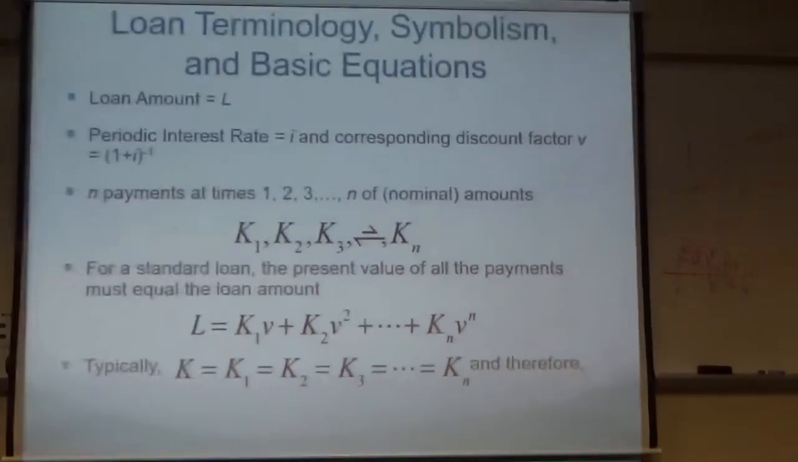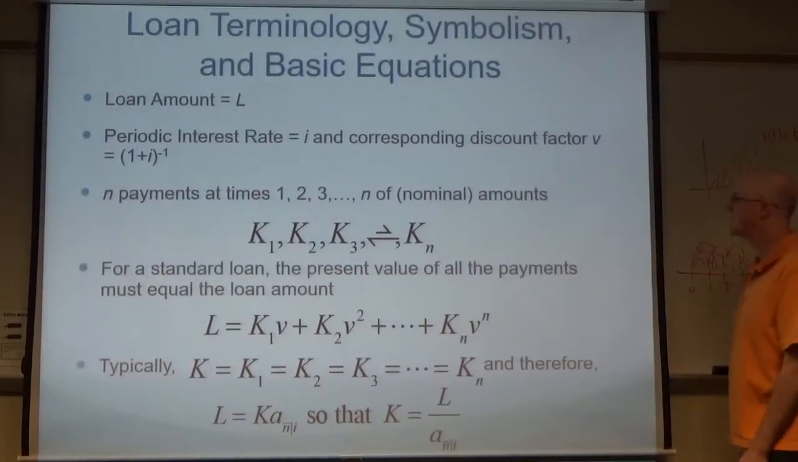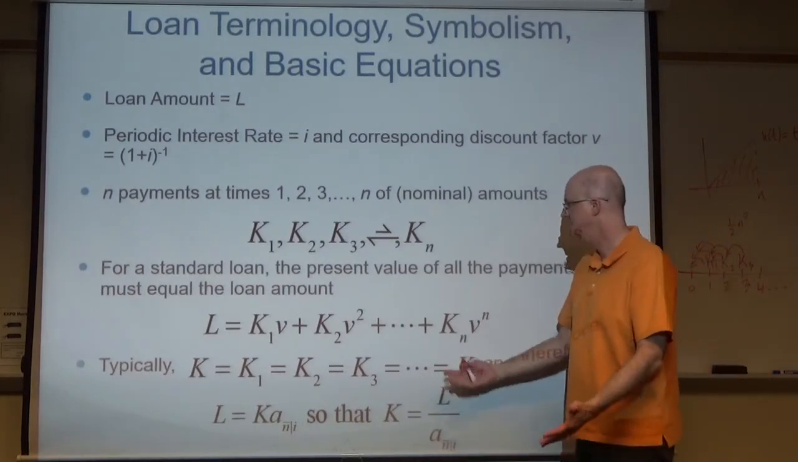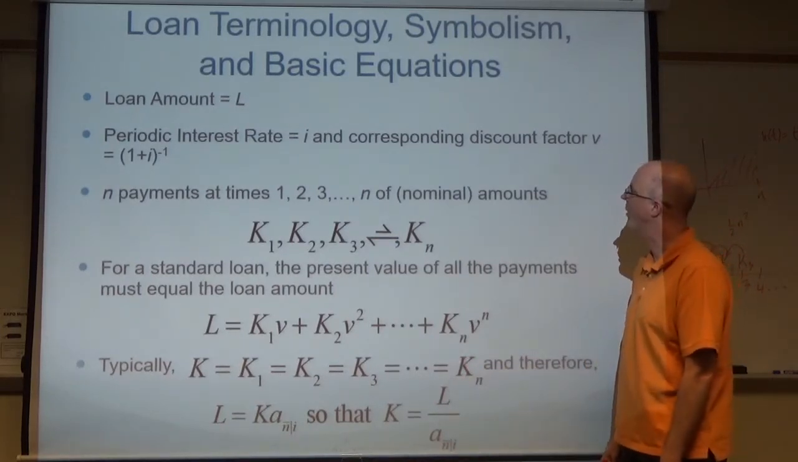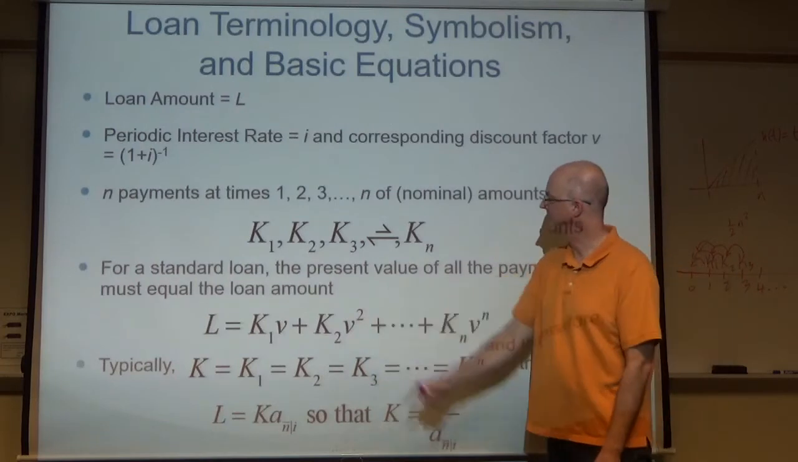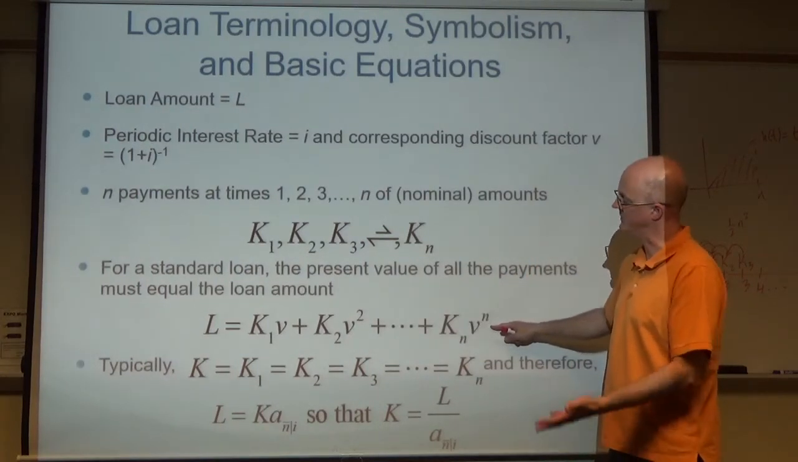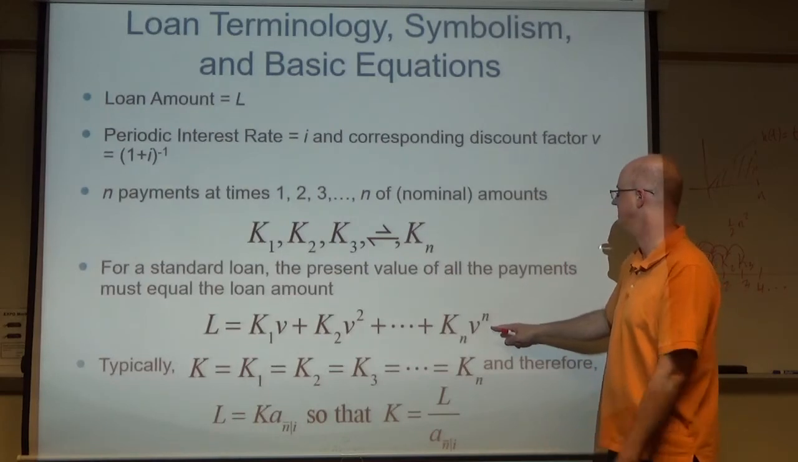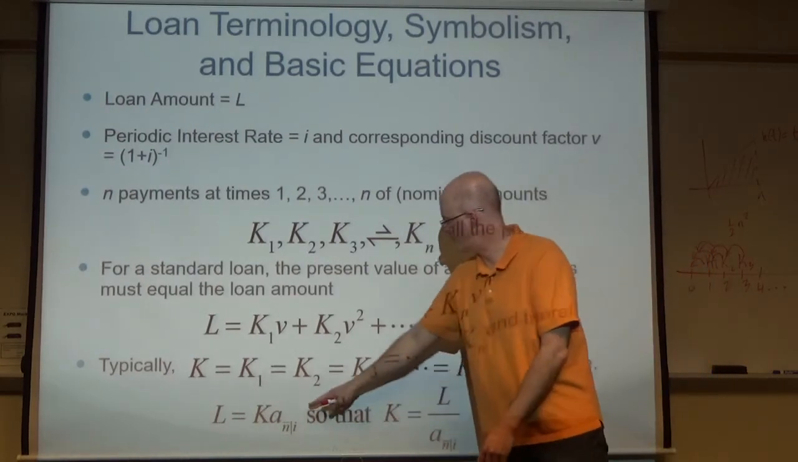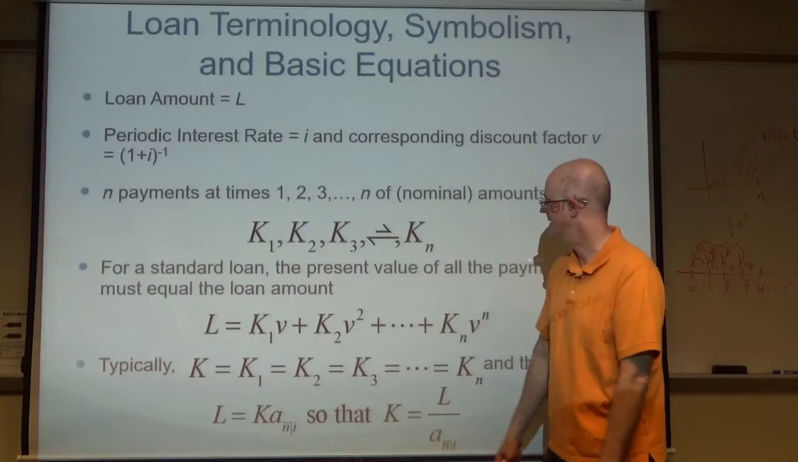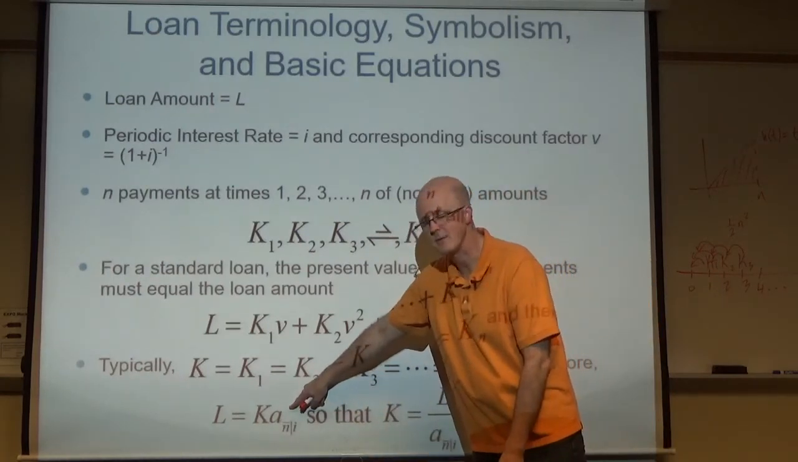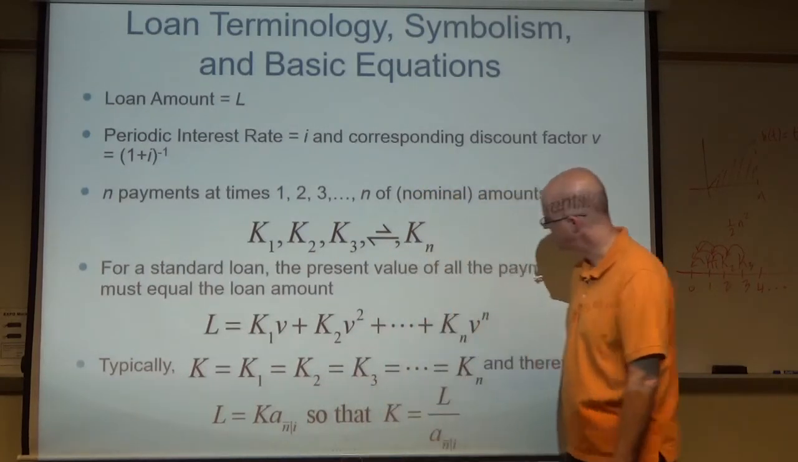Typically, the payments are level. K1 through Kn equal some value K, and therefore, you can factor the K out of this equation and get K times the sum v plus v squared plus dot dot dot plus v to the n, which is the present value of an annuity immediate. And we use this symbol for that present value. That's what I talked about in Chapter 2, Lecture 2.